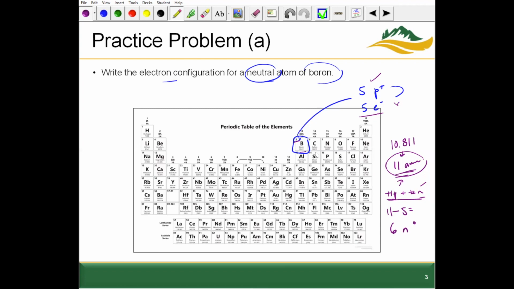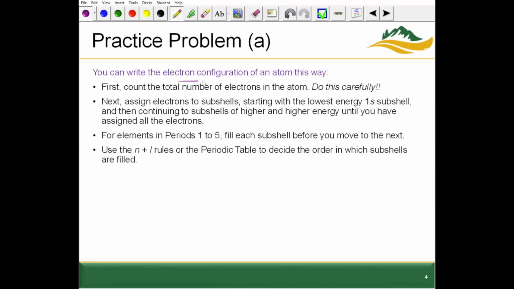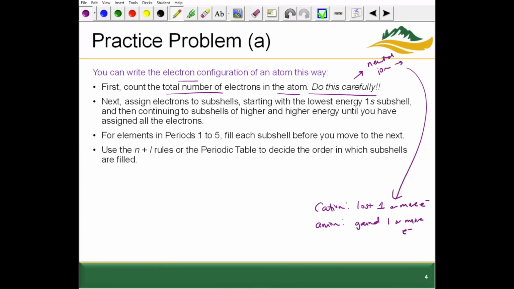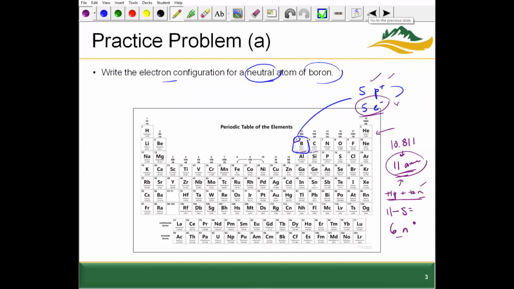So we're going to need to be comfortable looking at the periodic table, definitely finding out the number of electrons. Don't forget also, though, how to determine the number of protons and neutrons as well from the periodic table. So we can write the electron configuration like we did for phosphorus. First, we want to count the total number of electrons in the atom. We need to do this carefully, depending on if it's a neutral atom or an ion. Cations have lost 1 or more electrons, anions have gained 1 or more electrons relative to the neutral atom like we see on the periodic table.